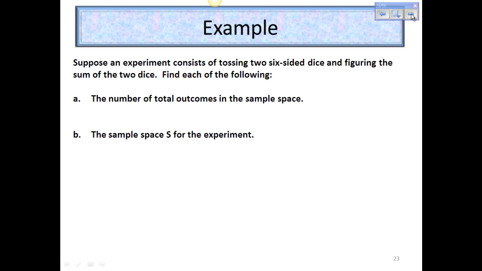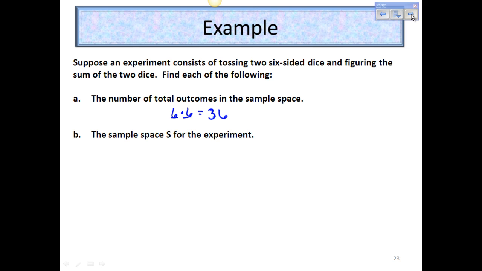We have 2 events that are happening. We're tossing 2 six-sided dice, or you could think of this as tossing 1 six-sided die twice. When you toss it the first time, there are 6 possible outcomes, and when you toss it the second time, there are 6 possible outcomes. And 6 times 6 is 36. So we use our fundamental counting principle there.